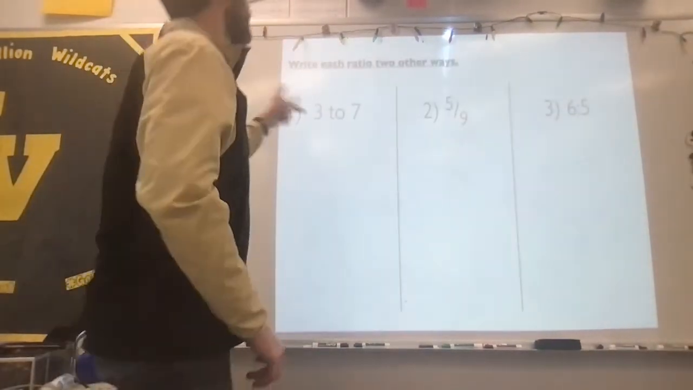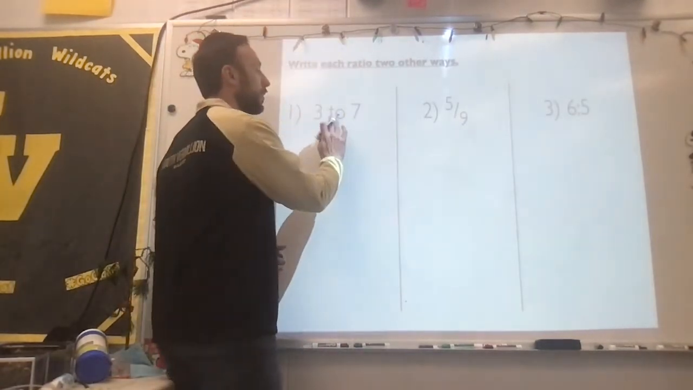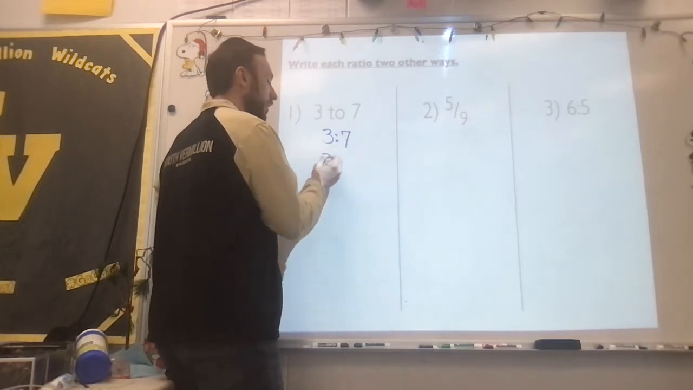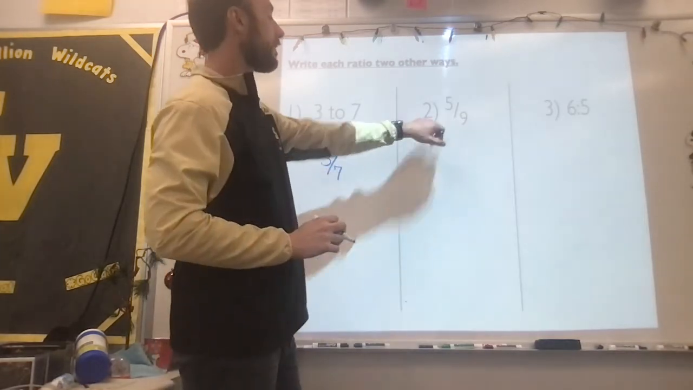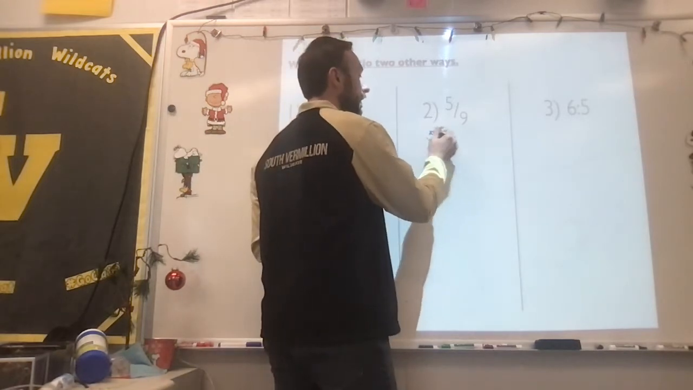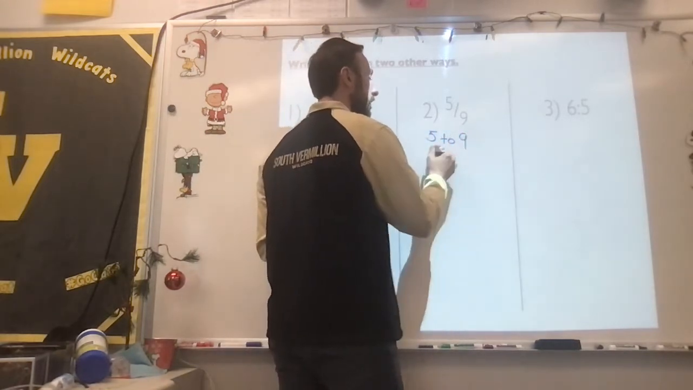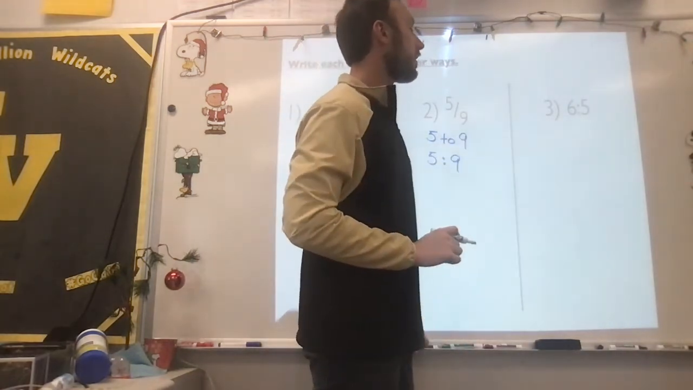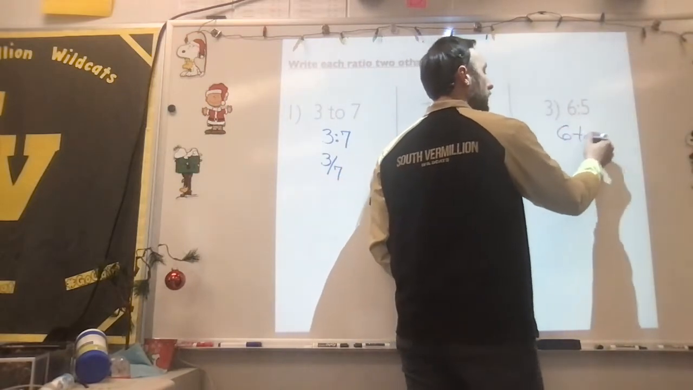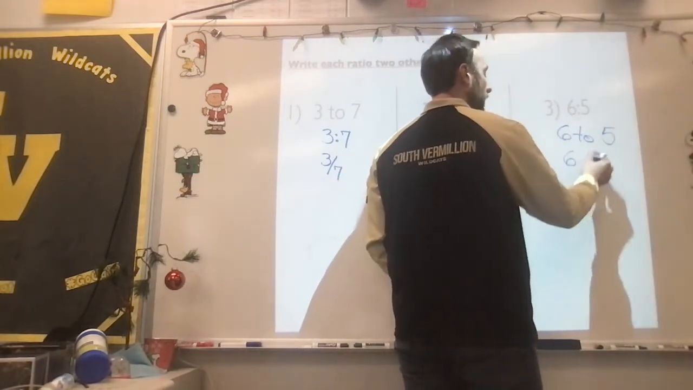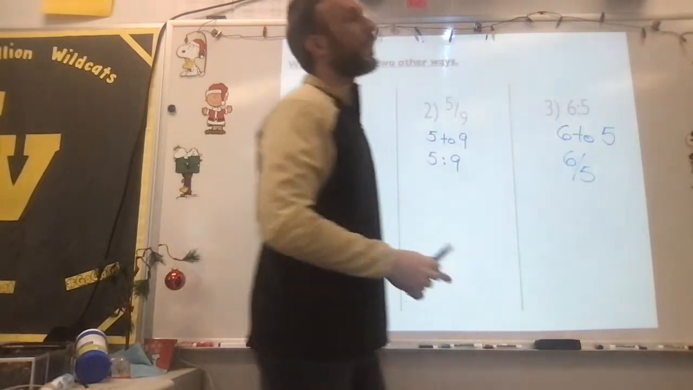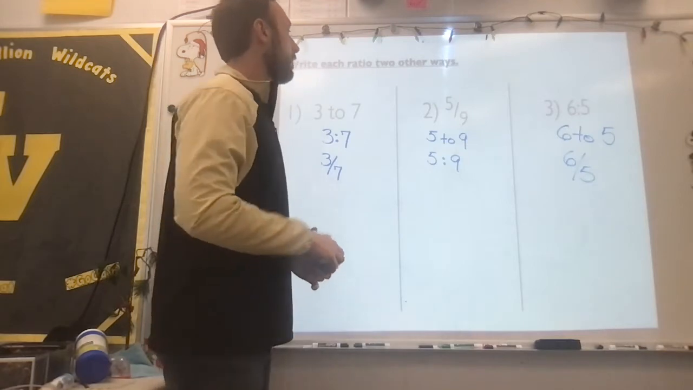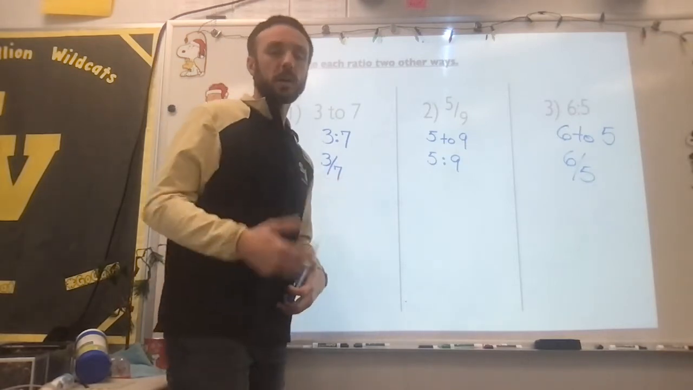So it says write each ratio the other two ways. This uses the word "to", so I need to use a colon, 3:7, and I need to use the fraction bar, 3/7. This is a fraction, so my other two ways to write it would be 5 to 9, 5 colon 9. And last but not least, this is 6 colon 5, so I could also write it as 6 to 5 with the word "to", or 6 fraction bar 5, which is 6/5. Those are the 3 ways for writing ratios. That's the main point of the slide, is just to show you the different ways we can write a ratio.